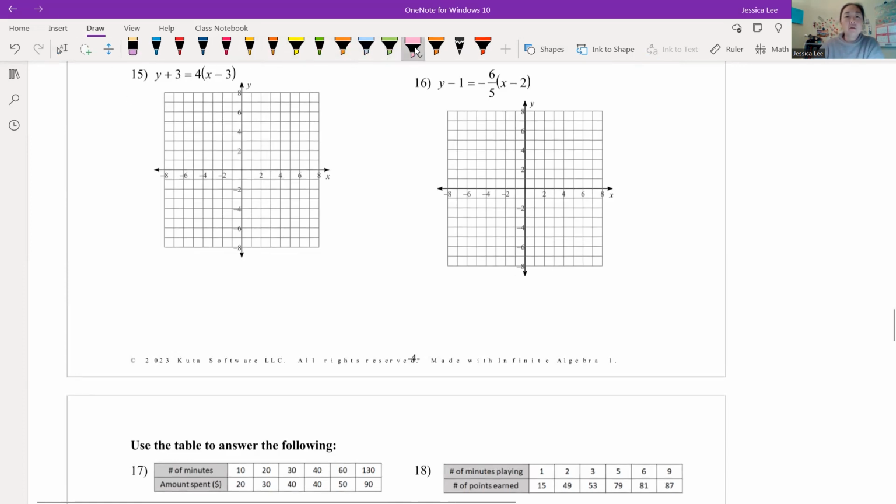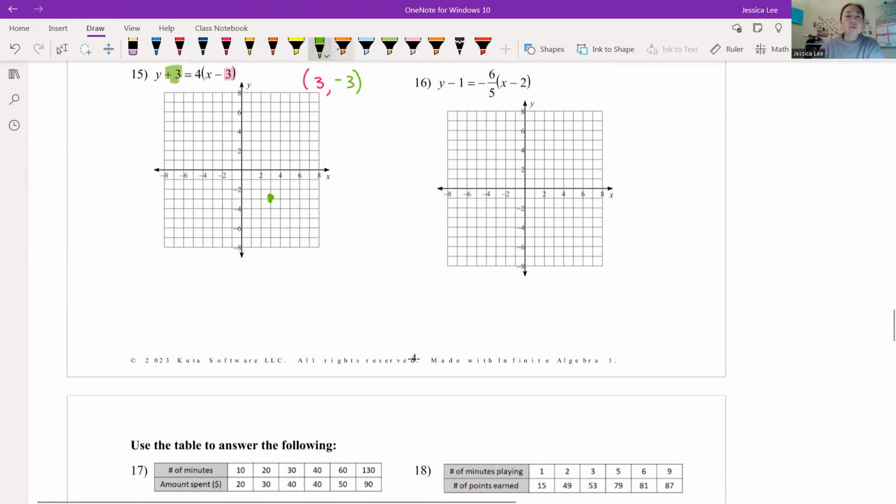And so, again, it's going to be our y coordinate, or sorry, x coordinate. So 3, comma. And this is plus 3. So remember, it's opposite of that. So it's going to be minus 3, opposite of what we're seeing. So this is going to be 3, negative 3. So here's 3, negative 3, right here at the intersection.